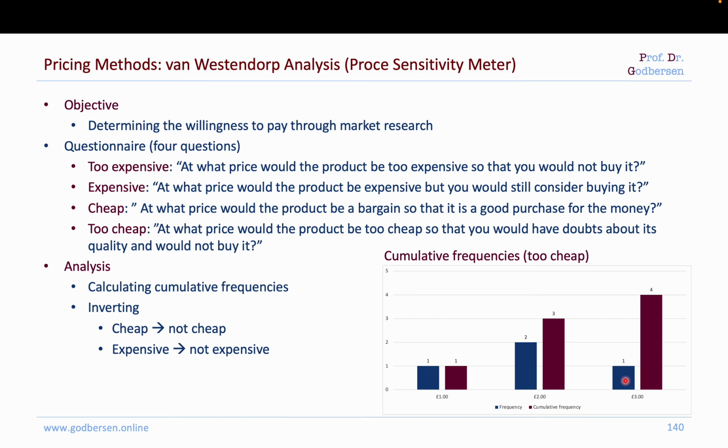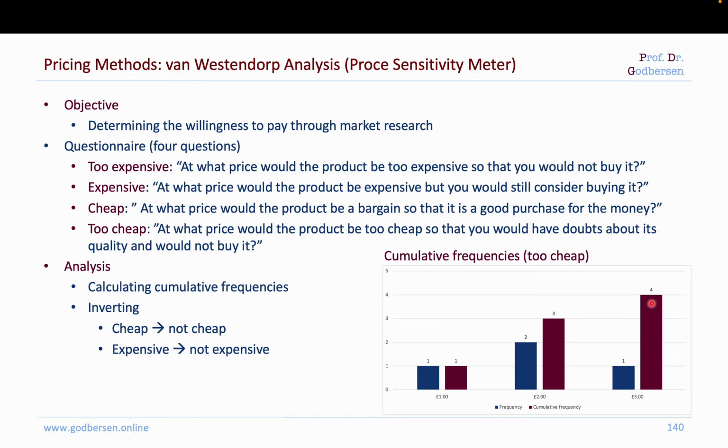Finally, with £3, one person said 3 is too cheap for me. Now, if the price is 3, then the people who already said 2 would also find it too cheap, and the one who said 1 too. £3 would be too cheap for them too. So you add this up, 1 plus 2 plus 1 is 4. The cumulative frequency is 4. I hope I could make clear what cumulative frequencies are.